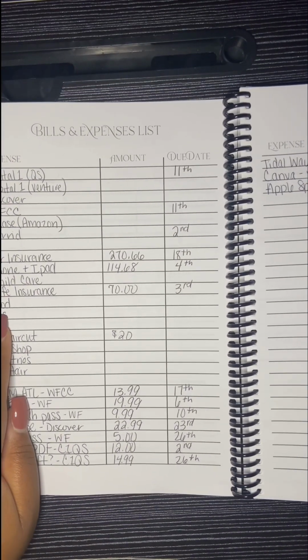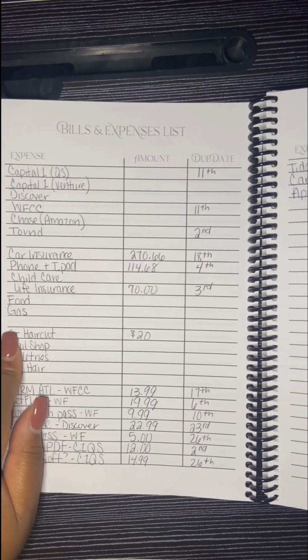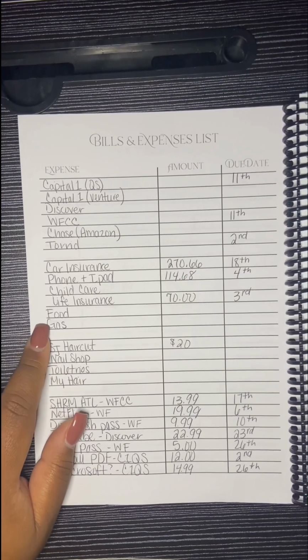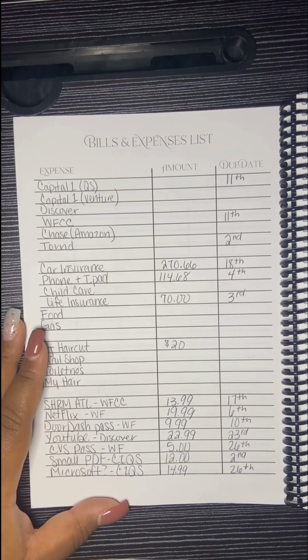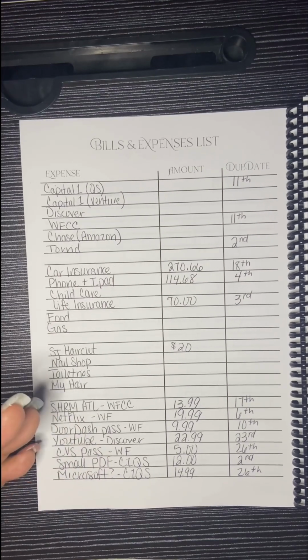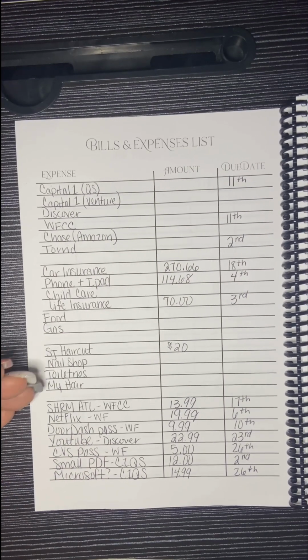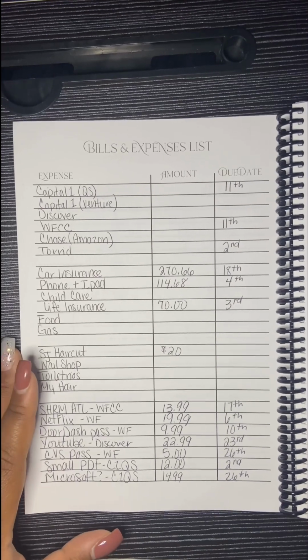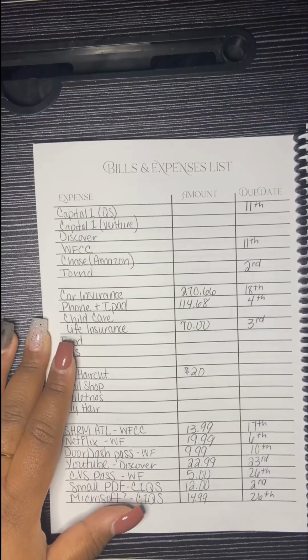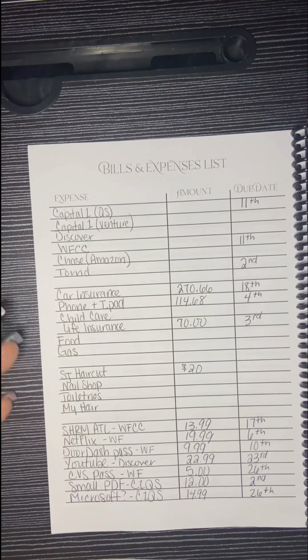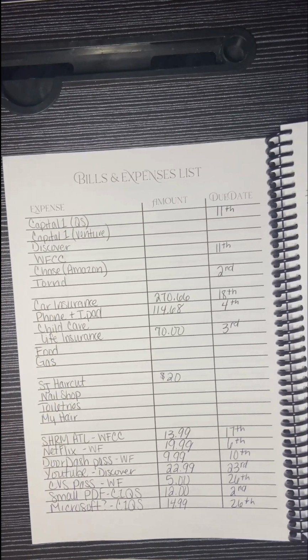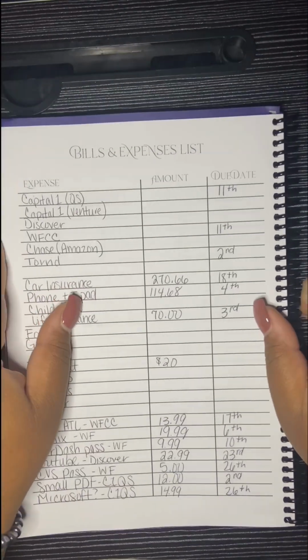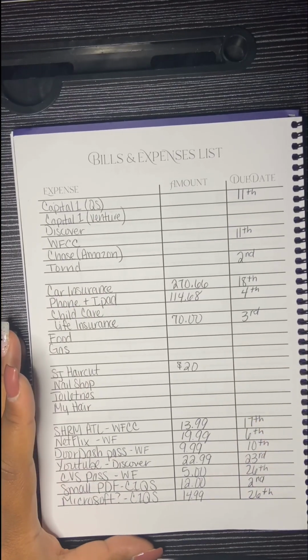What I also did here, I listed out my food and my gas, because again, that's an expense that I have to budget for, that I don't want to forget about. My nails, toiletries, my hair, things like that. So not only did I list out all of my bills and expenses, but also things that I don't want to forget. That's what I kept in mind when I started with this budget for the month.